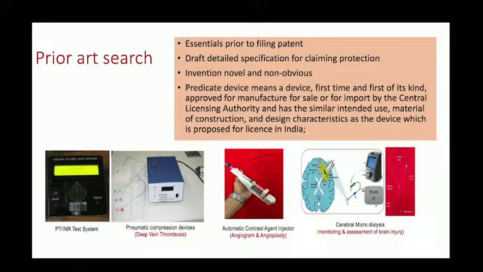And then you have to say what the other predicate devices are. Predicate devices means, are there similar existing devices which perform the same functions? So you have to look at all this before you file your patent. This is a very specific and technical job which has to be done by people. And so pneumatic compression devices, automatic contrast injector, and microdialysis are in the process of being made.